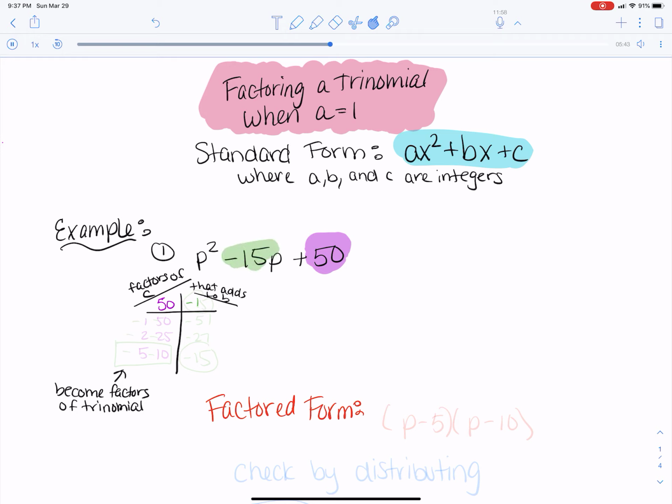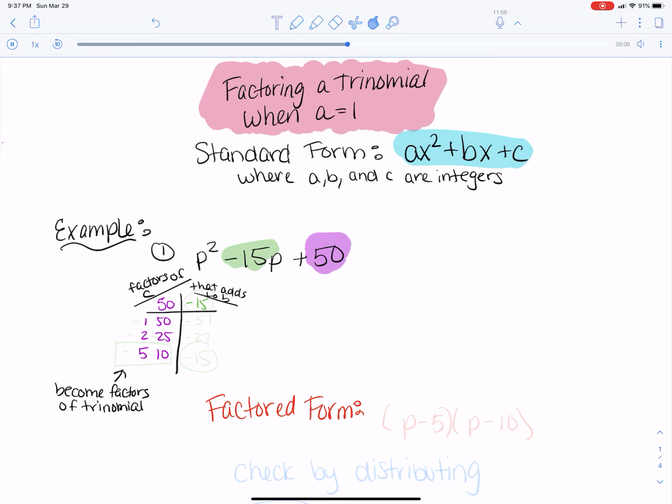So the negative 15 is going to go onto the right. All right, so first we want to list our factors of 50. So we have 1 and 50, 2 and 25, 5 and 10. Okay, so we're going to look at each pair of our factors of c.